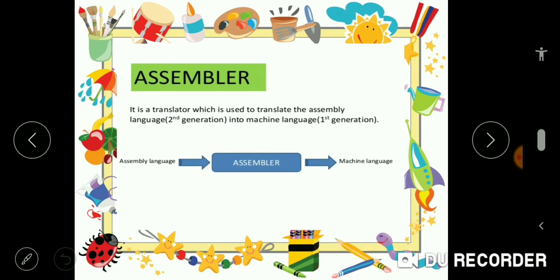Now, assembler. Here, assembler is the translator which is used to translate only assembly language into the machine language. Assembler can translate only assembly language. It cannot translate other languages.